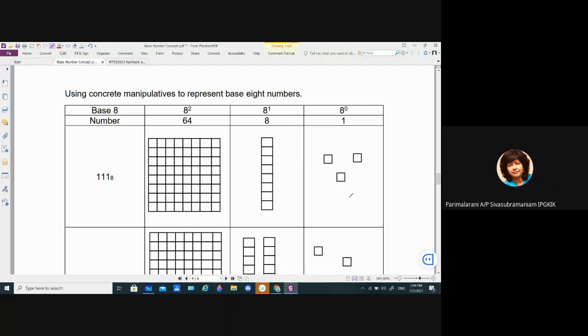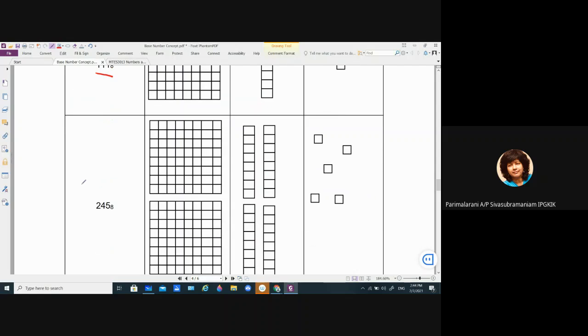How about base 8 numbers? Base 8, we start with 8 to the power 0, 8 to the power 1, 8 to the power 2. So this number 111 base 8 will actually mean there is 1 sixty-four here, 1 eight, and 1 one. And if we had 245 base 8, it means there's 2 sixty-fours, 4 eights, and 5 ones.